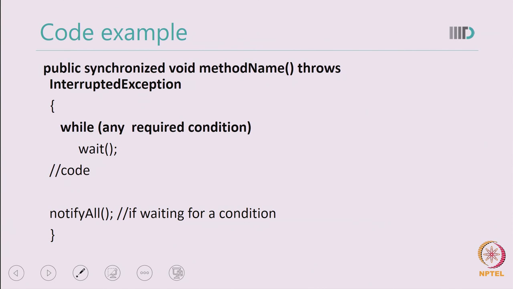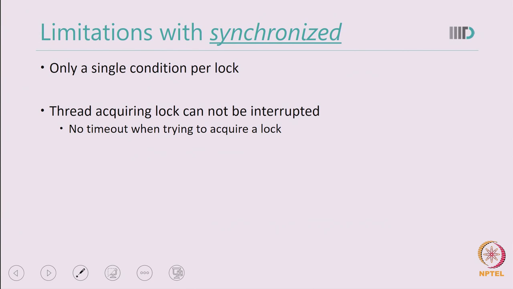Here is a simple code example using synchronized. Suppose I want to make sure that in my method called methodName, all the data accesses are synchronized. The only thing that I need to do is put the synchronized keyword in front of it. However, there are several limitations with synchronized, as you may already know from your operating system course. Synchronized acts as a monitor, which means that it is inherently inefficient compared to a lock.